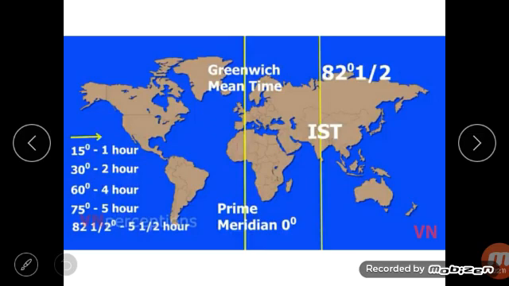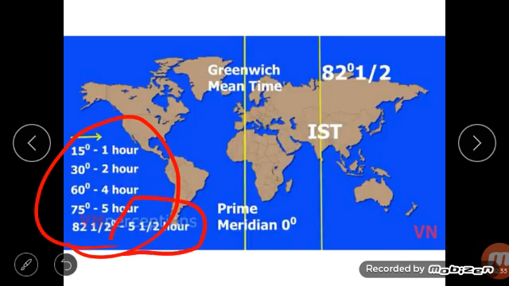You will be thinking, teacher, what is this 15 degrees, 1 hour? As you have learned, 15 degrees is 1 hour, so 30 degrees means 2 hours. As India is at 82 and a half degrees, our time difference is 5 and a half hours from Greenwich Mean Time. Okay, I hope this video is clear.